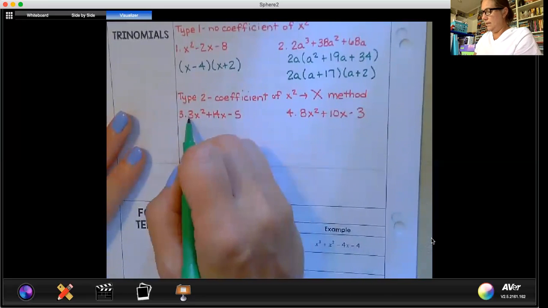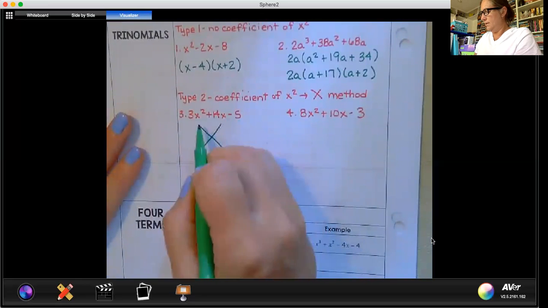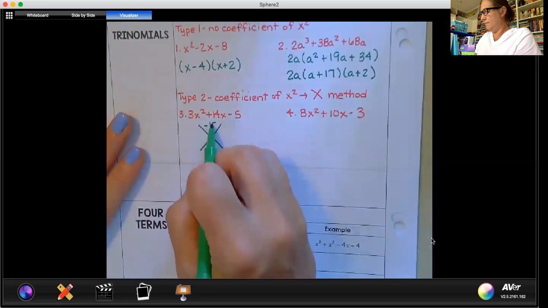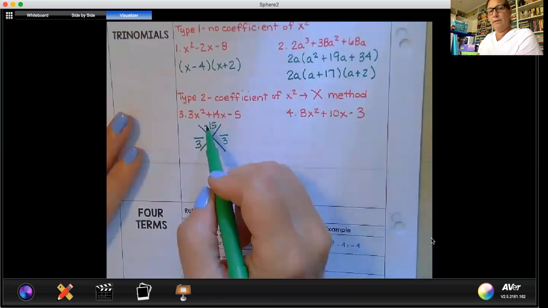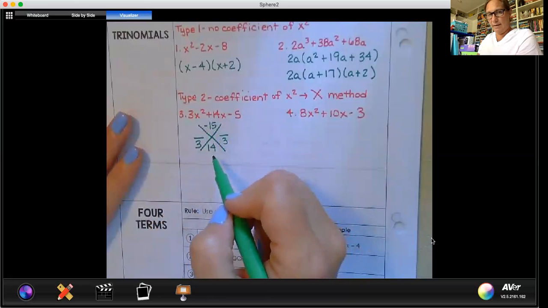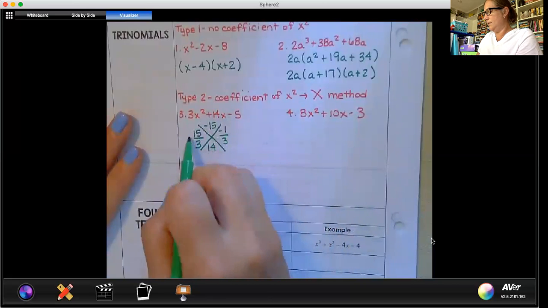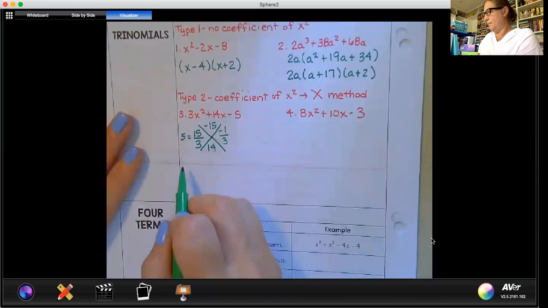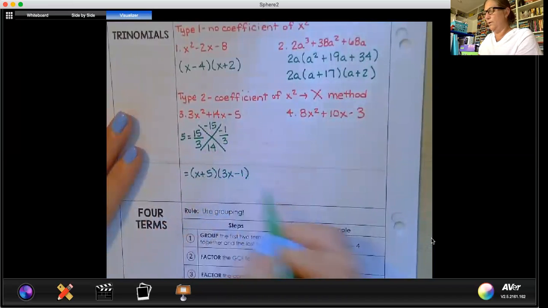X method. 3 out front, not a GCF. 3 times negative 5. Middle term here, divide by the number in front of x squared. What multiplies to give me negative 15 and combines to give me 14 is 15 and negative 1. And simplify. Bottoms up: x plus 5, 3x minus 1.